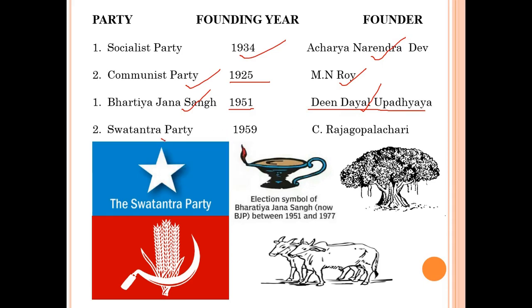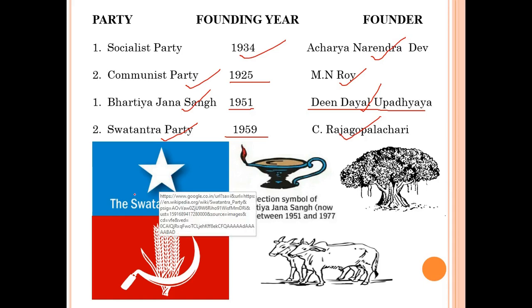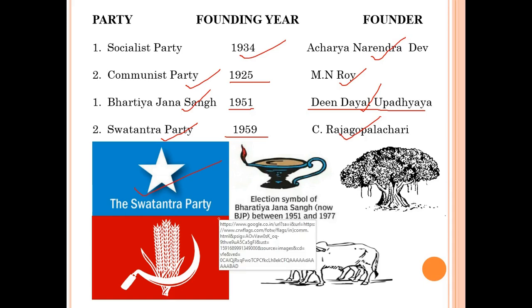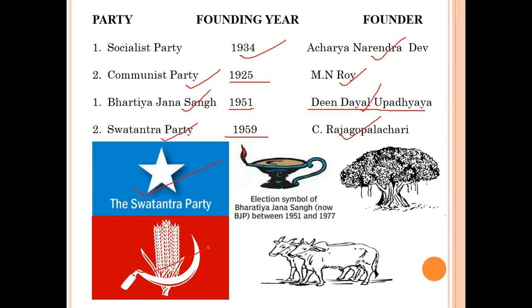Then Swatantra Party, 1959, it was formed by C. Rajagopalachari. This you can say the party symbol, that is the Swatantra Party. This is the Communist Party symbol. Election symbol of Bharatiya Jana Sangh.